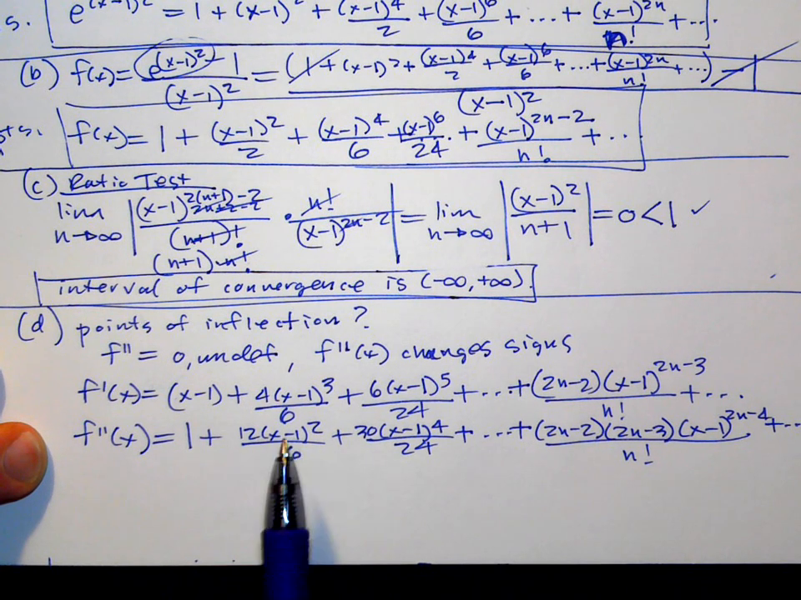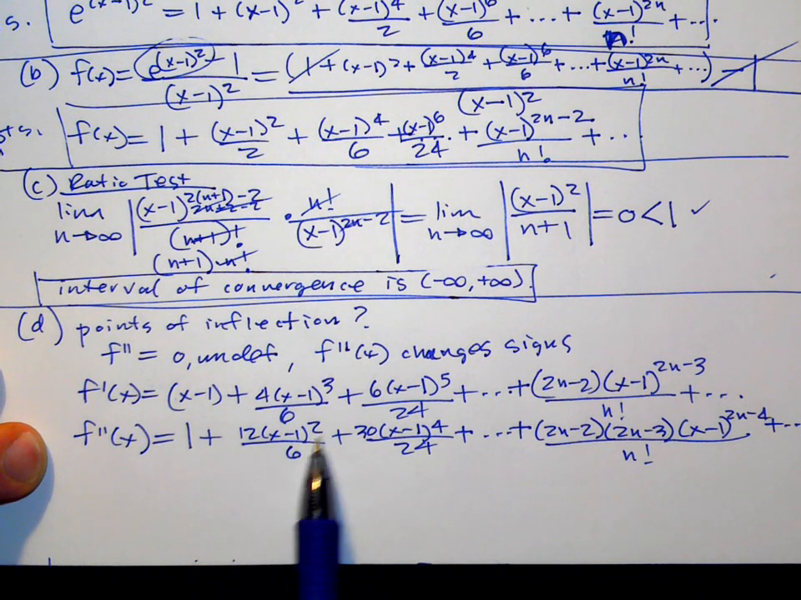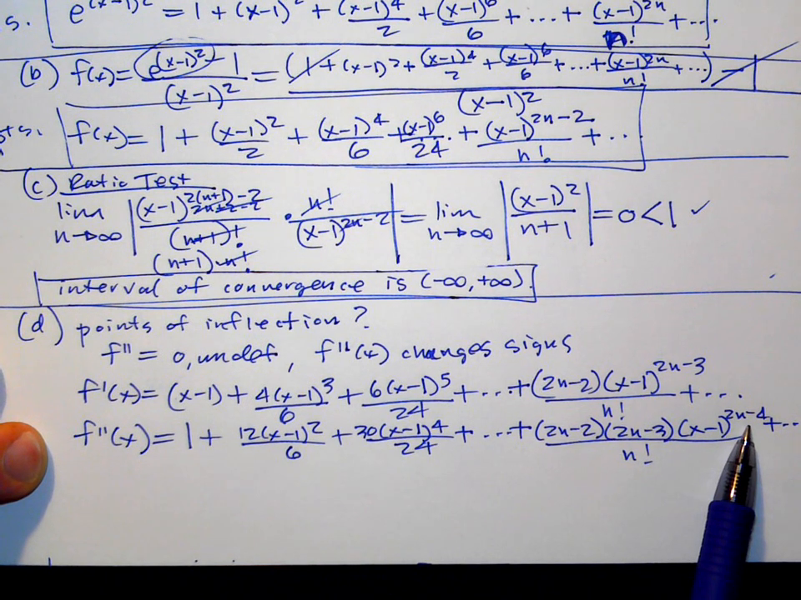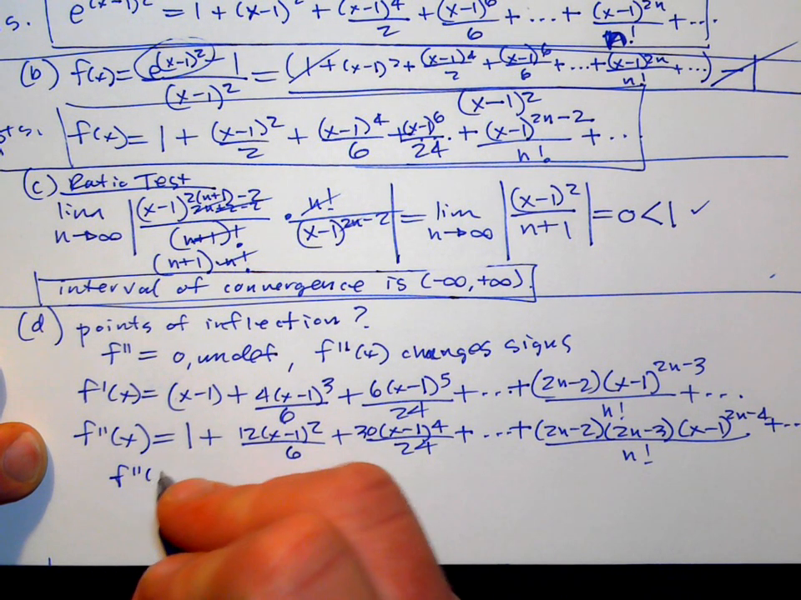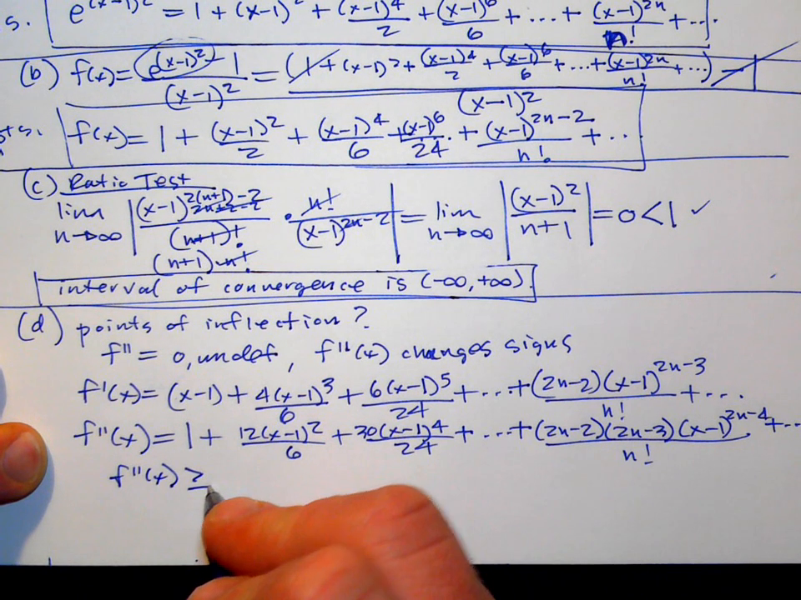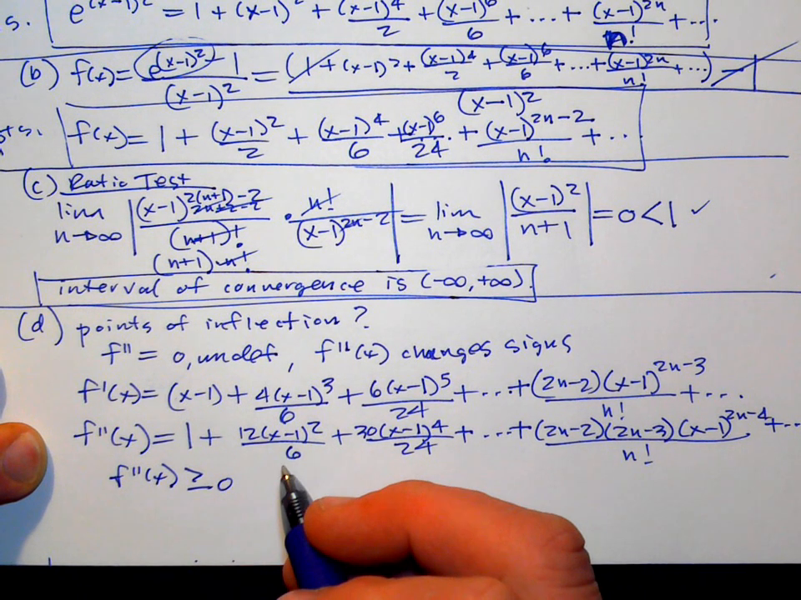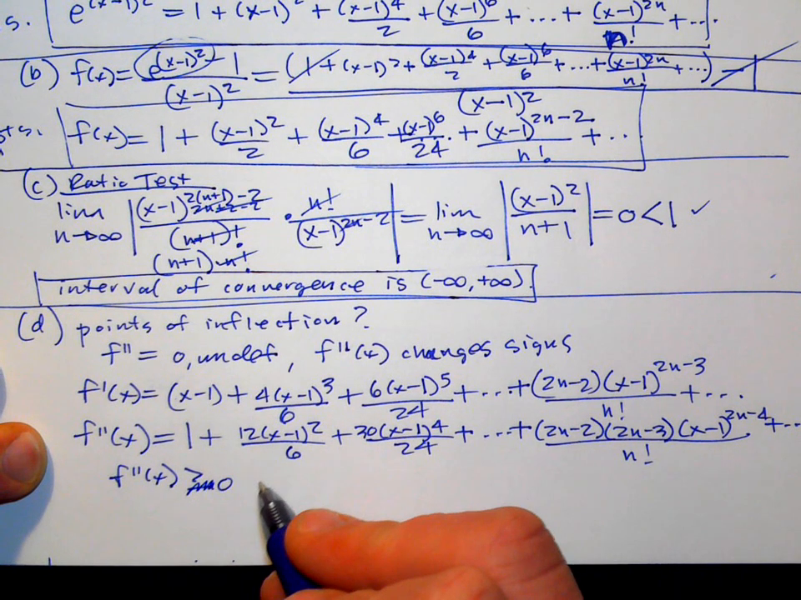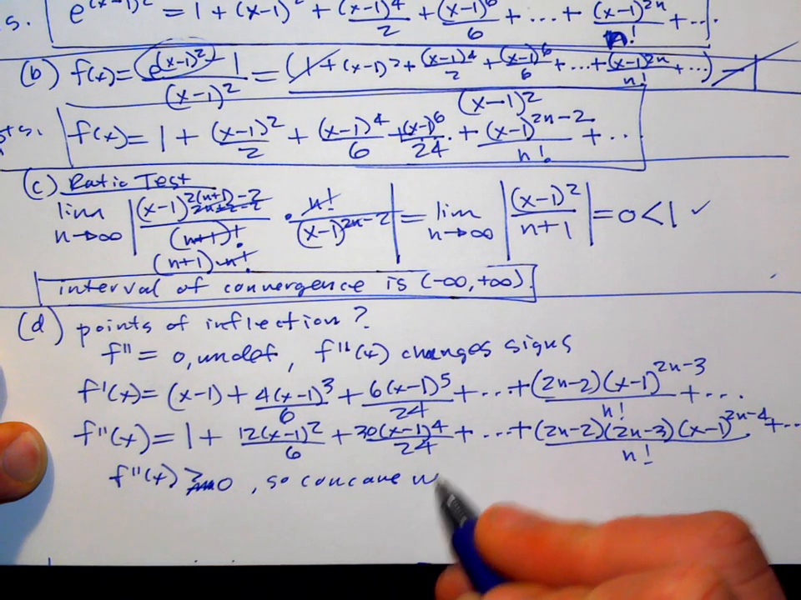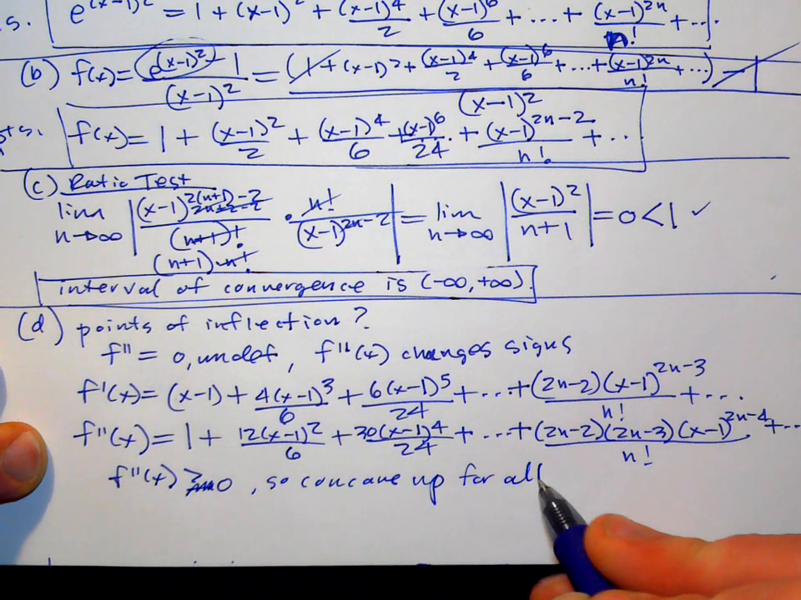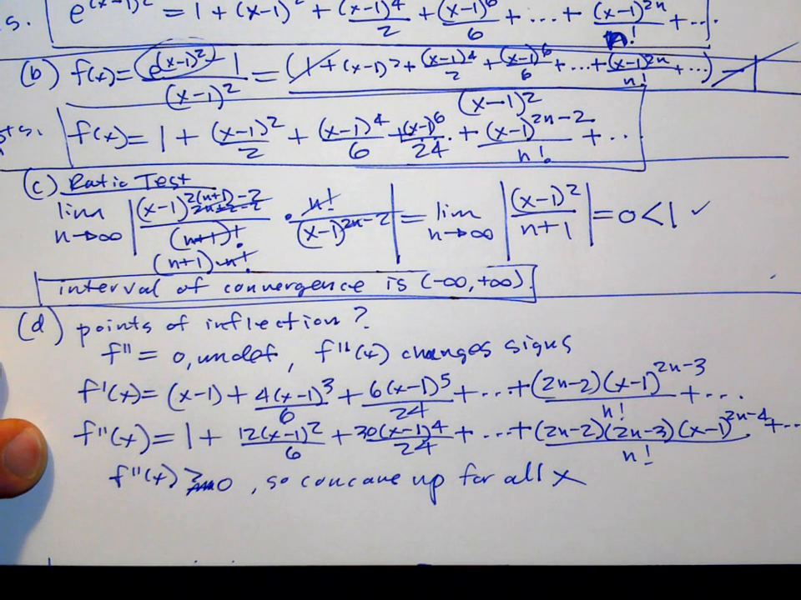If you look at this, no matter what x is, the second derivative is always going to be positive because all the terms that involve x are raised to an even power. And so you're going to, for sure, get a positive result. So f double prime of x is greater than 0. So concave up for all x. So it's concave up all the time.